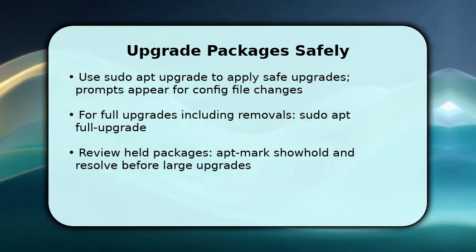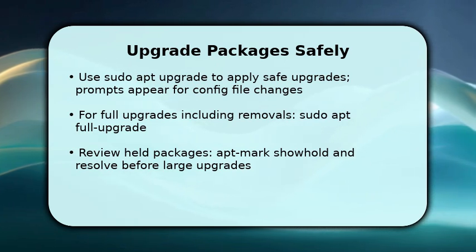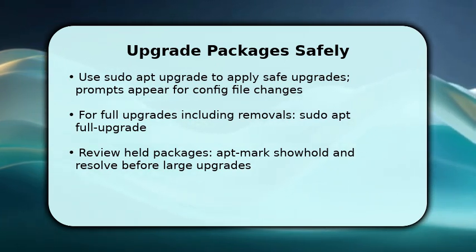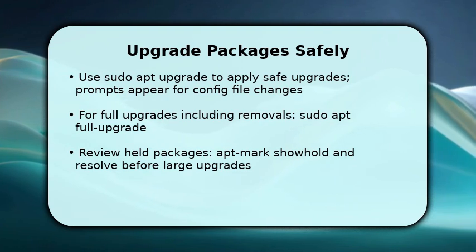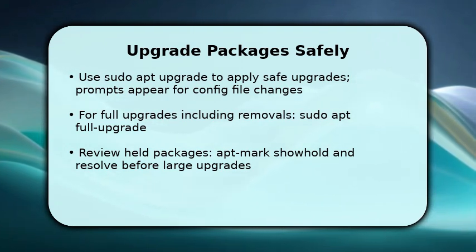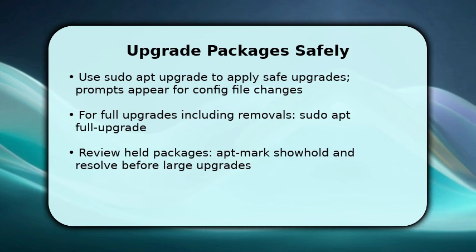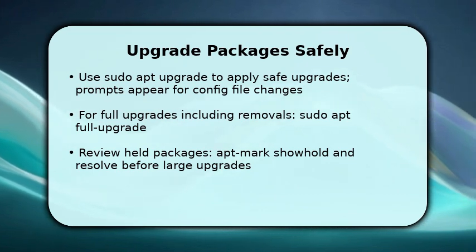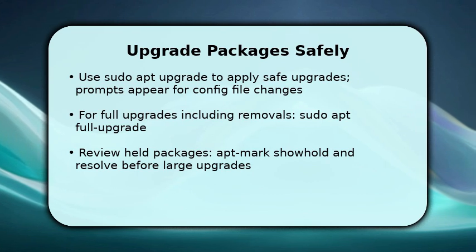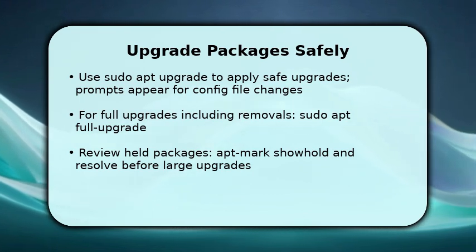If you need to handle dependency changes or kernel swaps, use sudo apt full-upgrade that permits package removals and replacements. If a package is held back, check apt-mark showhold and unhold or investigate why. Resolving held packages prevents partial upgrades. Throughout, read apt's summary so you know what will change and why.